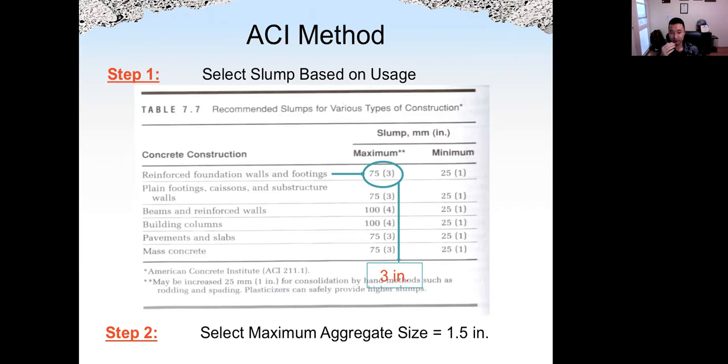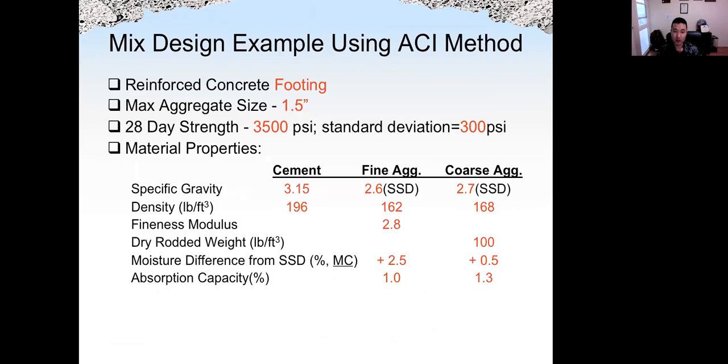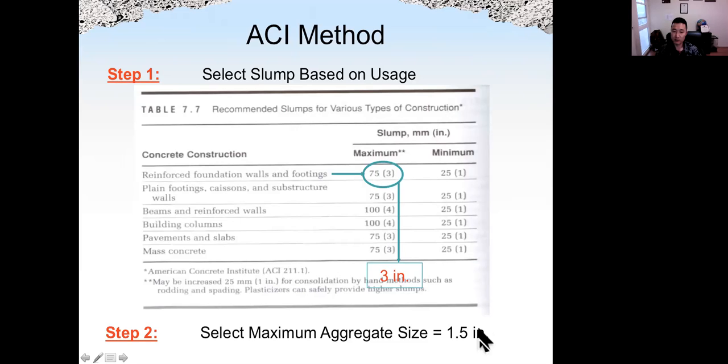Step number 2, we choose the size of coarse aggregate, which we don't have much choice about. The question tells us the maximum size of aggregate is 1.5 inch. So 1.5 inch for the second step.